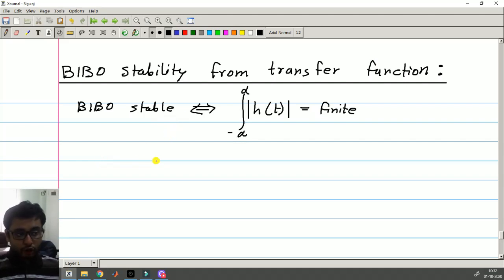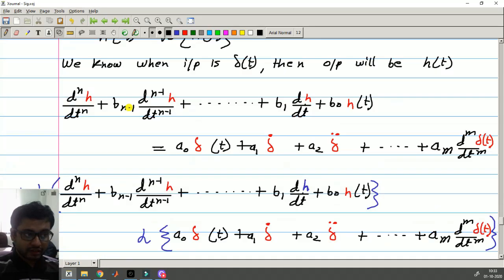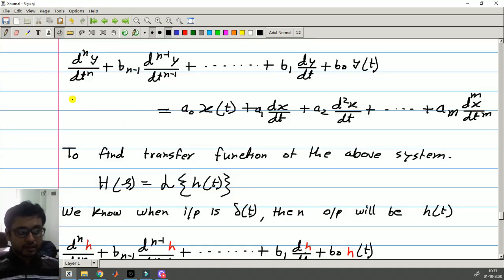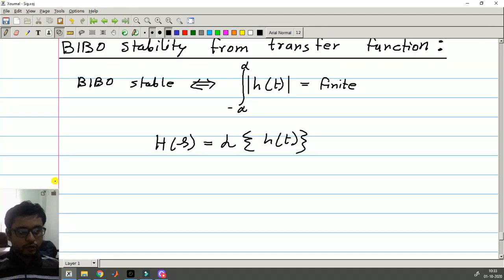And we have also seen that the transfer function is the Laplace transform of the impulse response. Therefore, you can expect that there is some relation between the transfer function and BIBO stability of a system. Systems particularly which are represented by differential equations of this form.